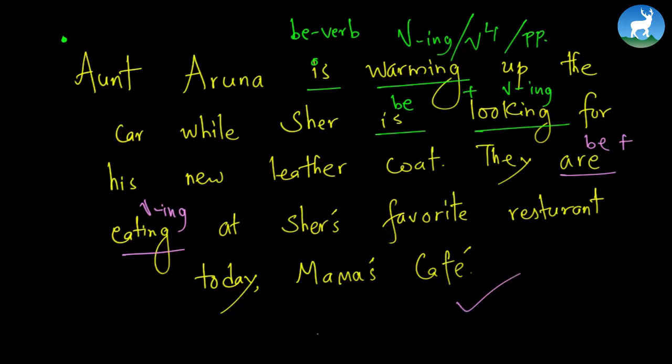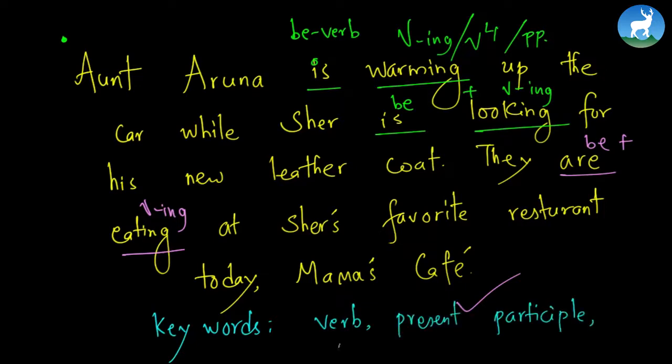You must remember some keywords, and the keywords in present continuous tense are: you must know what a verb is, you must also know what a present participle is. You should be familiar with the tense and the dynamic and static verbs. So these are some of the keywords, and we'll learn these one by one.